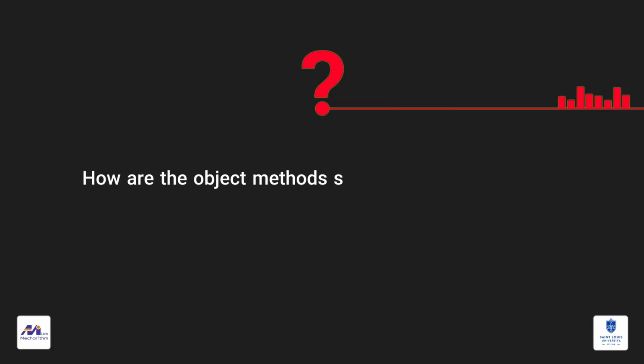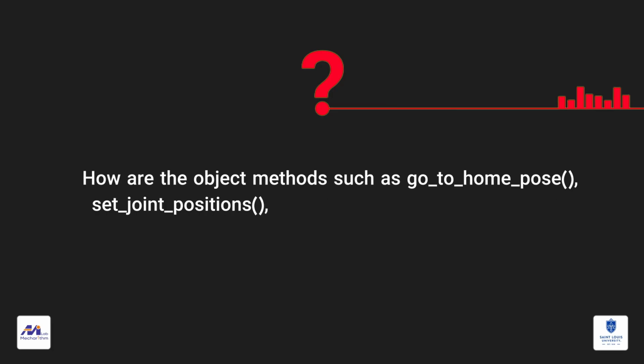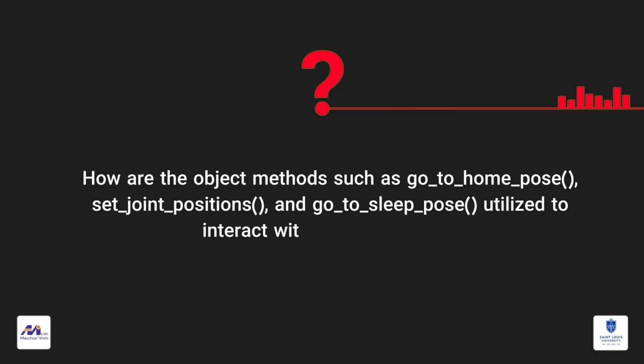How are the object methods such as go to home pose, set joint positions, and go to sleep pose utilized to interact with the robotic arm?